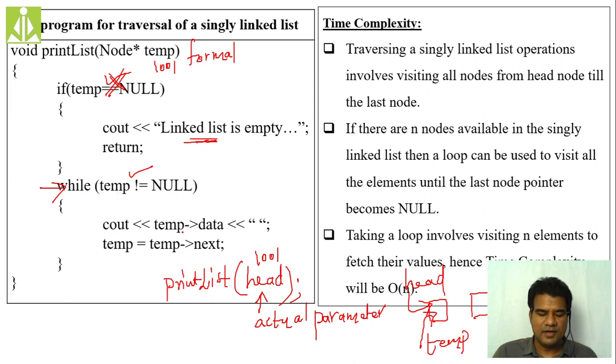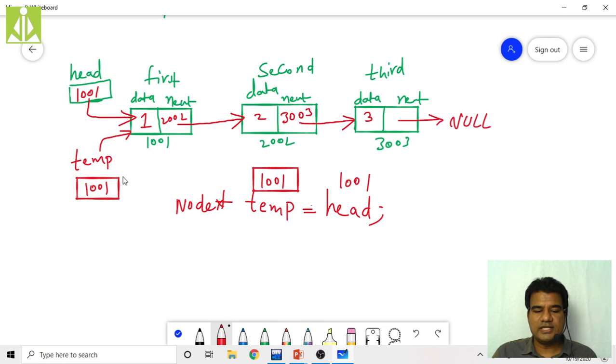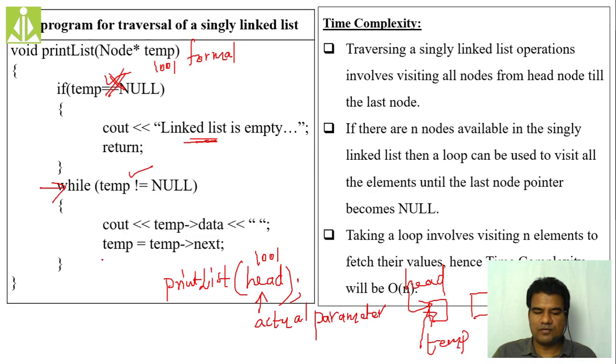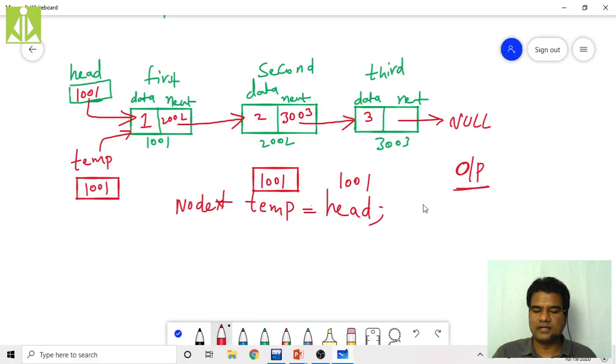Then we are accessing temp of data, that is, cout temp of data. So what is temp of data? Temp is pointing to the first node, so temp of data is 1. On the output screen we are printing cout of temp of data, that is 1. You will get 1 on the output screen.